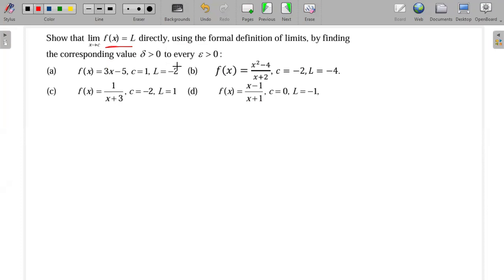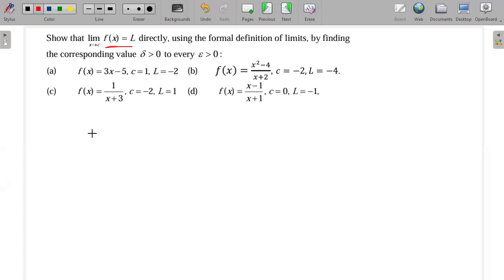So the corresponding delta here, we're using the formal definition. Unlike the one they had given you before, where you had a specific epsilon given, epsilon here has not been given. It's just been stated that epsilon is greater than 0. So what are you going to do here in order to find that?